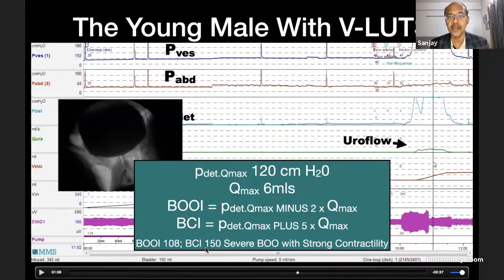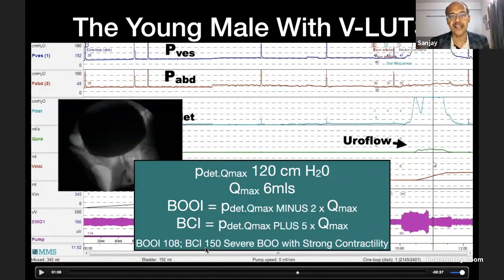So that's too blunt an instrument to take any decisions. In fact, if you look at these two indices, you have two levels, or you can say grades of abnormality for the outlet obstruction index, BOI. So you have 20 and 40 with equivocal and severe obstruction, and one category of normalcy with the obstruction index. But you have two categories of normalcy with the contractility index, 150 strong contraction, 100 to 150 normal contraction, but only one subcategory of abnormality with the contractility index.